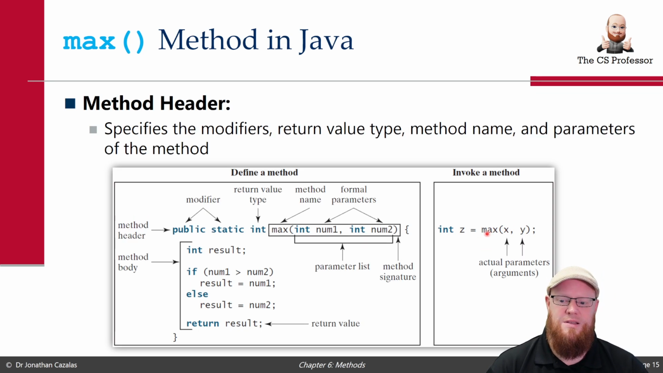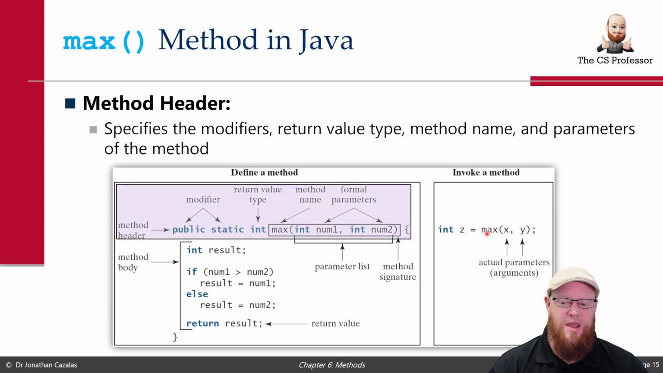So here's the method, and here is where we invoke the method on the right. And let's break this down and look at the anatomy of a method. That's a lot. We're going to do this step by step. This is the method header. What does the method header have? It has the public and static modifiers. It has a return type, int. It has the name of the method.